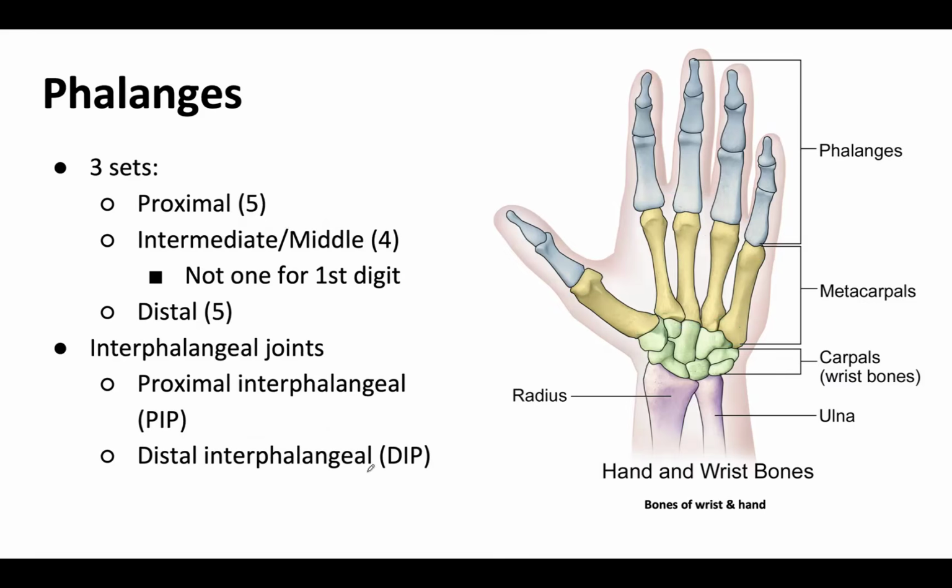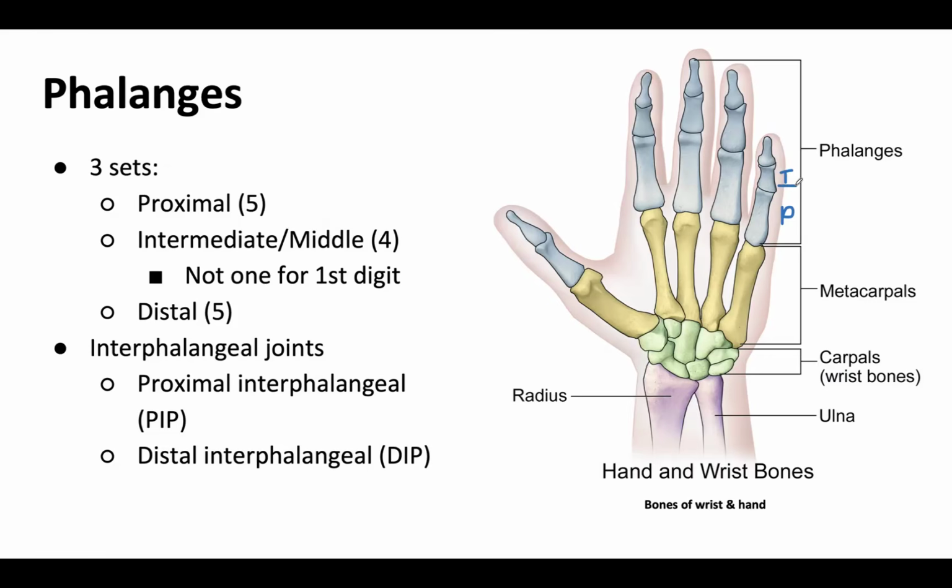Last but not least, we have the phalanges, and some good news. If you learn this pattern in terms of the phalanges, it's very similar to the digits in the foot. So that will save some brain space when we get to that region. There are 3 sets of phalanges. You will have the proximal phalanges, of which there are 5. There are 4 intermediate or middle phalanges.